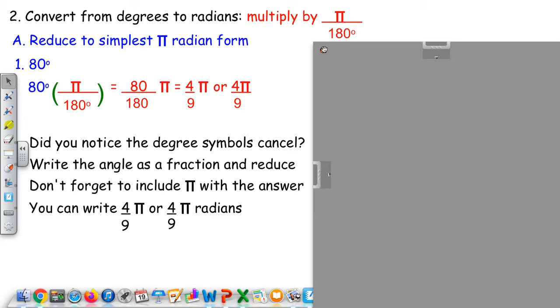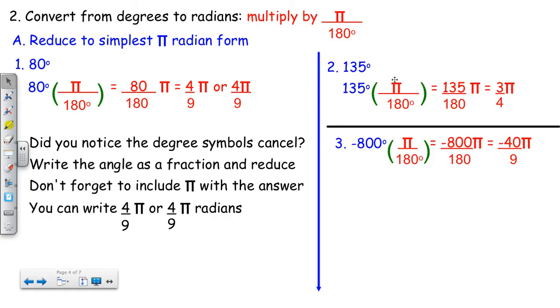So now when I go to the other problem, notice that I do 135 over 180. Reduce that, I get 3 over 4 pi. Here, negative 800 just again means I'm going clockwise, right? Multiple rotations. I'm going to get negative 800 over 180. Reduce that, and I get negative 40 over 9 pi. So that is what happens when I'm reducing this to simplest radian form.